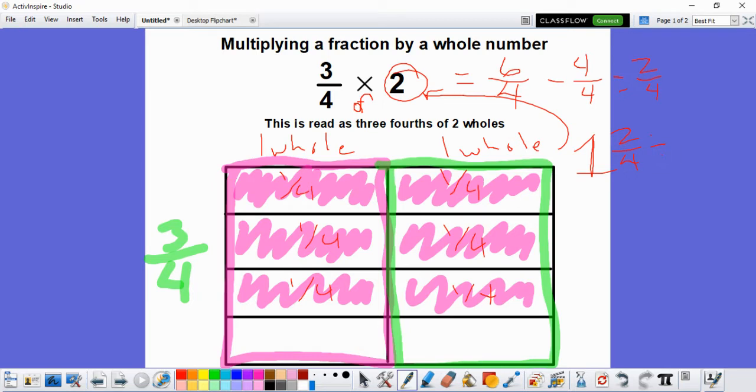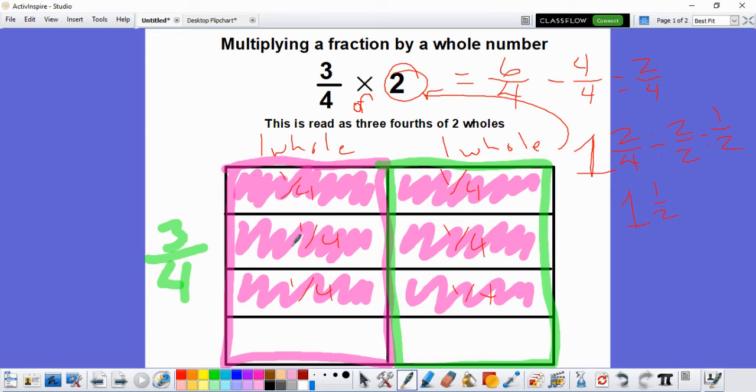We know that we can divide 2/4 by 2/2, because we always divide by 1. And that'll give us 1/2. So our final answer is 1 and 1/2.